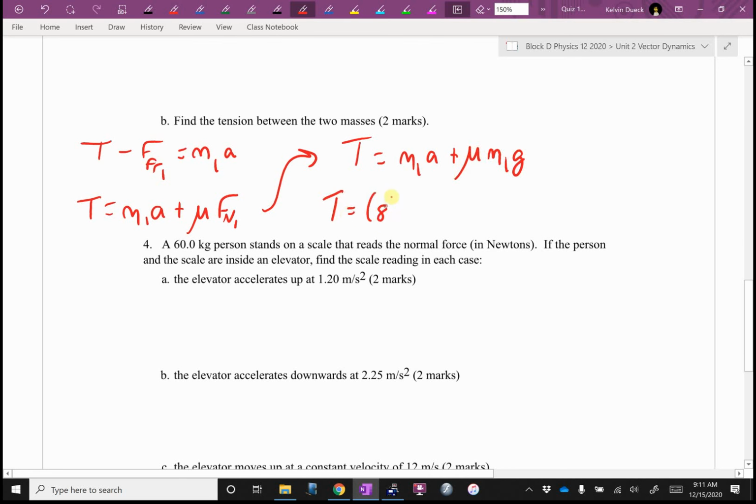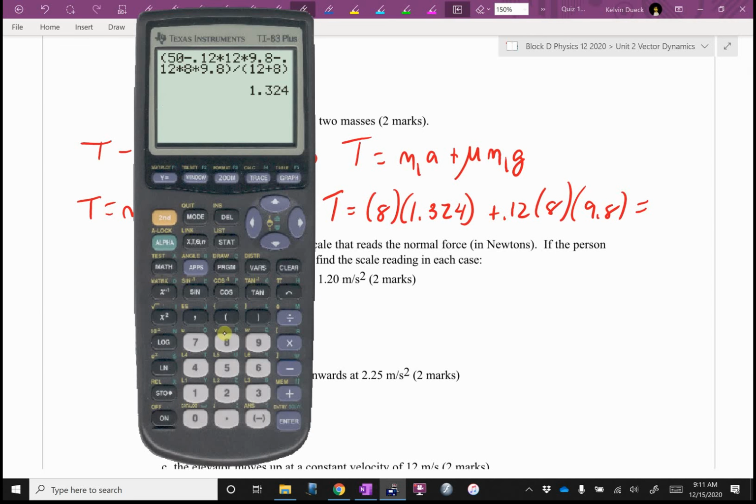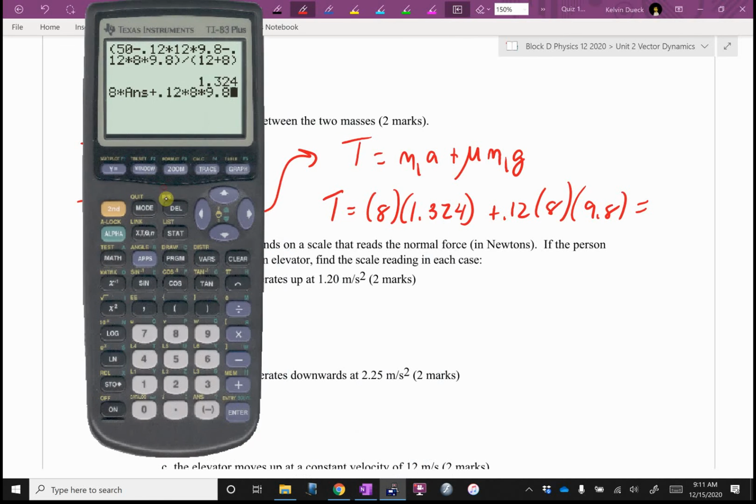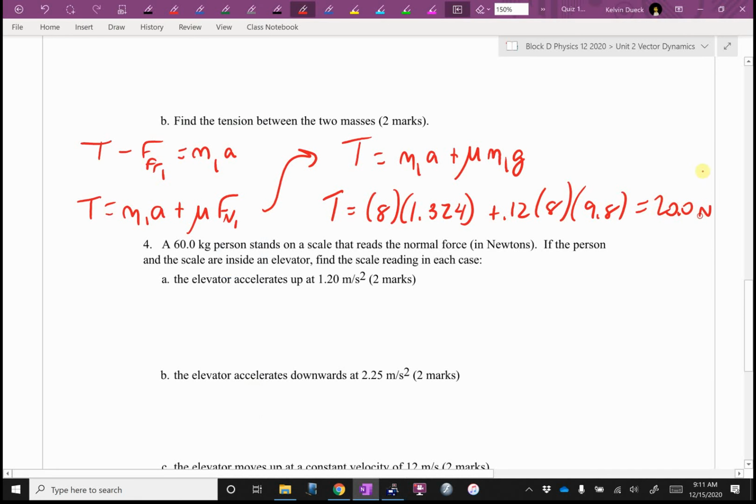It's going to be M1 was 8, yes? 1.324 plus 0.12 times 8 times 9.8. Those are the right numbers? I'm going from memory. I think so. 8 times answer button plus 0.12 times 8 times 9.8. Did you get, oh, is it 20 even for tension? People nodding? I see people shaking their head. No, nodding? Yeah. Am I right? It's a fluke. Newtons. 2 marks. And again, half mark, half mark, half mark, half mark.